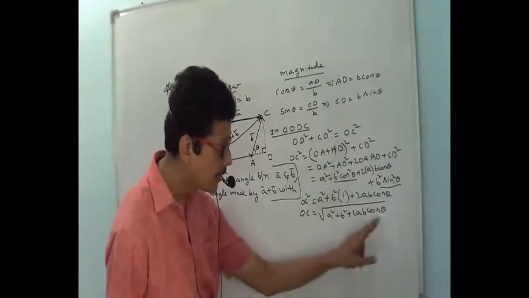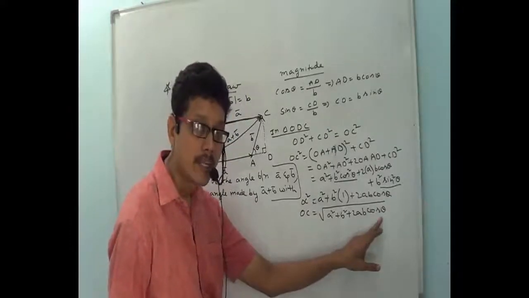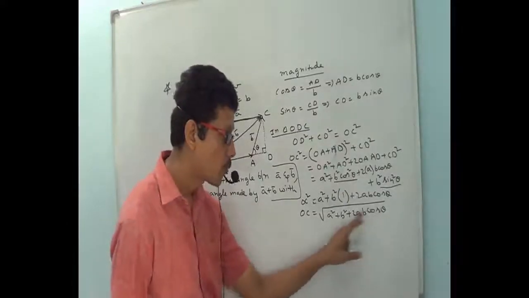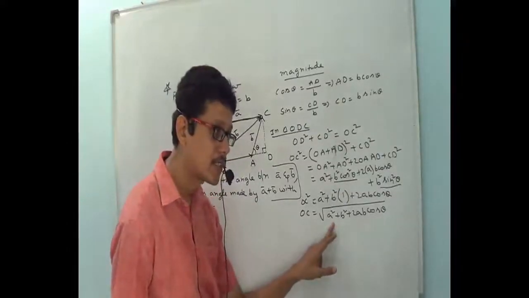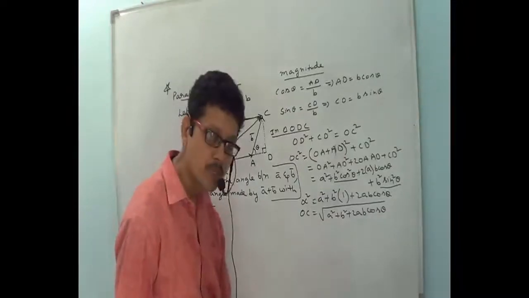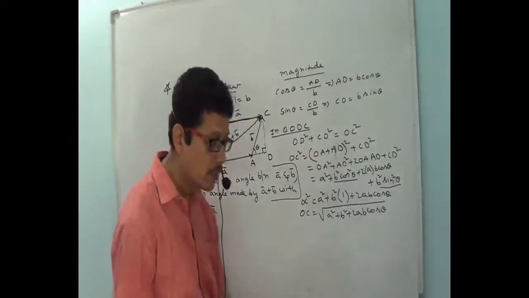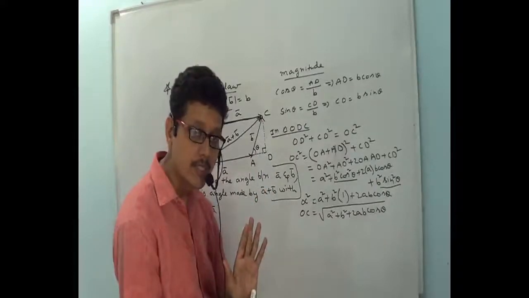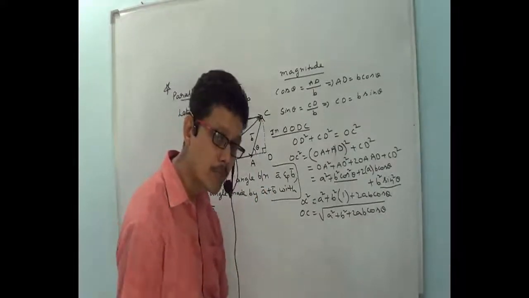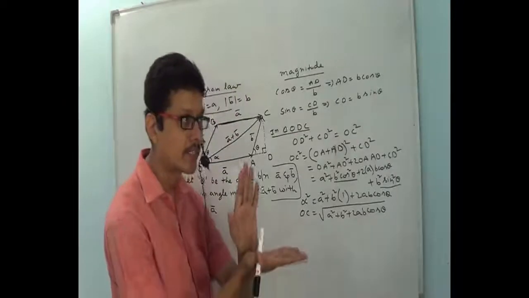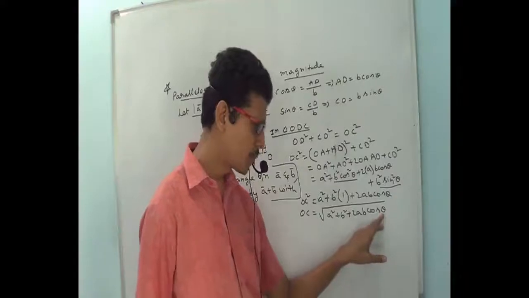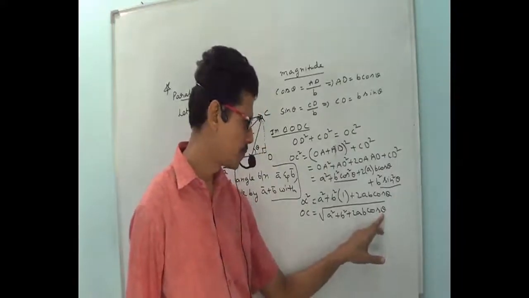What about if theta is 90 degrees? Theta 90, cos 90 is 0, na? Cos 90 is 0. So what is the resultant? The resultant is nothing but root A square plus B square. If one vector is 3 newtons and another vector is 4 newtons, the resultant is root over 3 square plus 4 square, if they are acting perpendicularly. Whatever the angle, you can keep it here, cos theta.